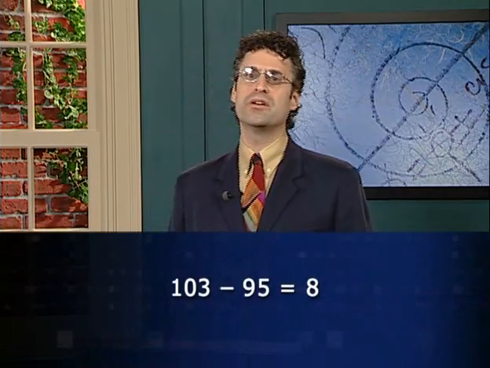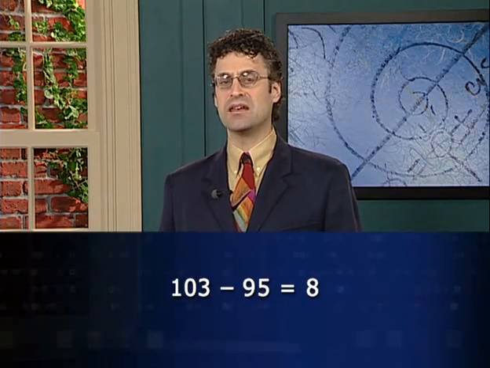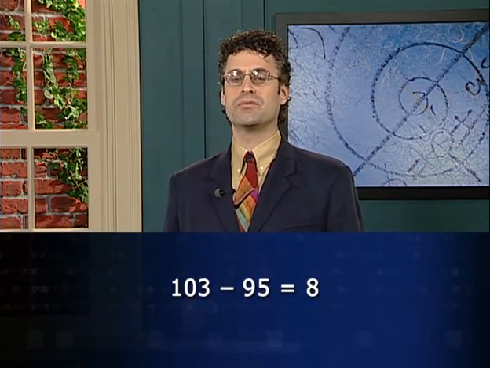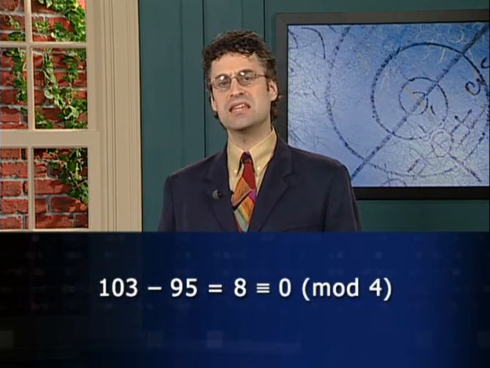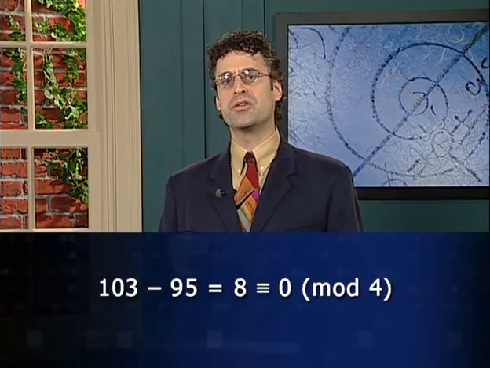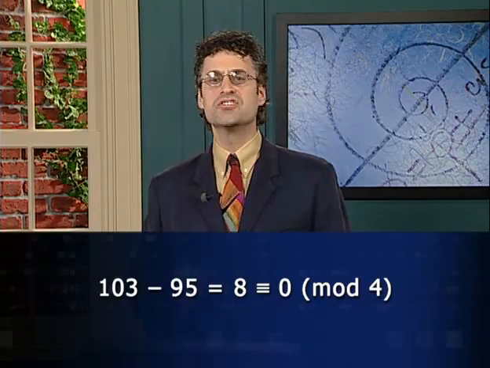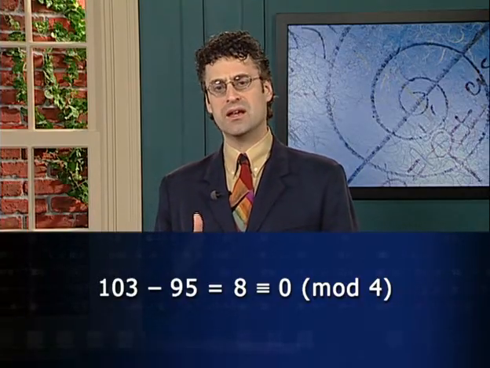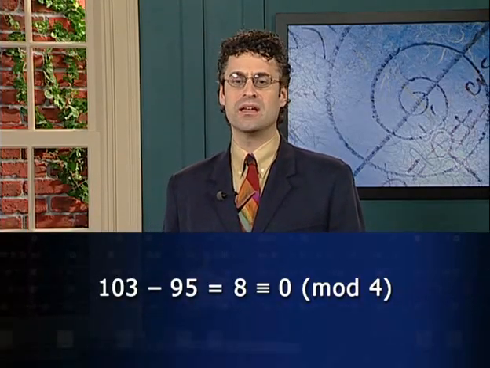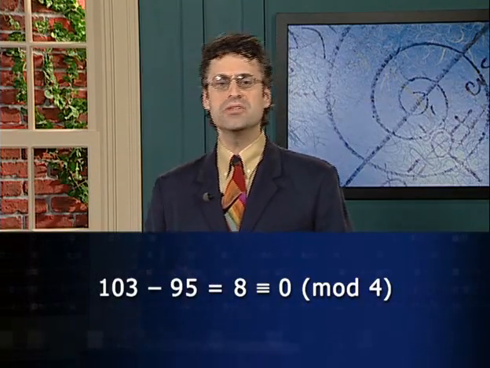Now notice that 103 minus 95 equals 8. The remainder when you divide 8 by 4 is 0, so 8 is congruent to 0 mod 4. So we see that 103 minus 95 is congruent to 0 mod 4. We conclude that 103 has the same remainder as 95 when divided by 4, and we deduce this fact without ever performing long divisions. You can see the power of this analysis.